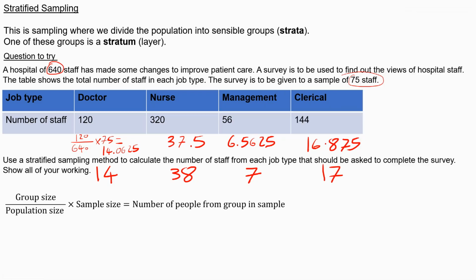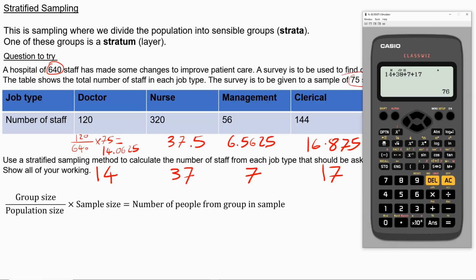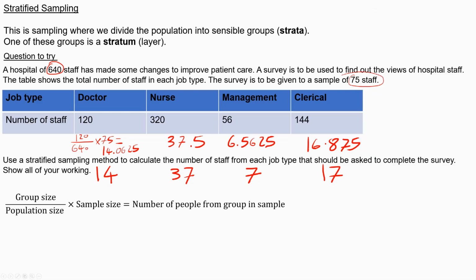So what I'm going to do is alter one of these values. I'm going to change the one that we had to round the most. And it looks to me like that was 37.5. That's the one that's been changed the most, to go from 37.5 to 38. So I'm just going to change this to 37. And now when I add up my values, it should be fine. Yep, I now get 75. So I'm going to leave that. I'm going to have my answer as 14 doctors, 37 nurses, 7 management, and 17 clerical staff. And that will be my answer.